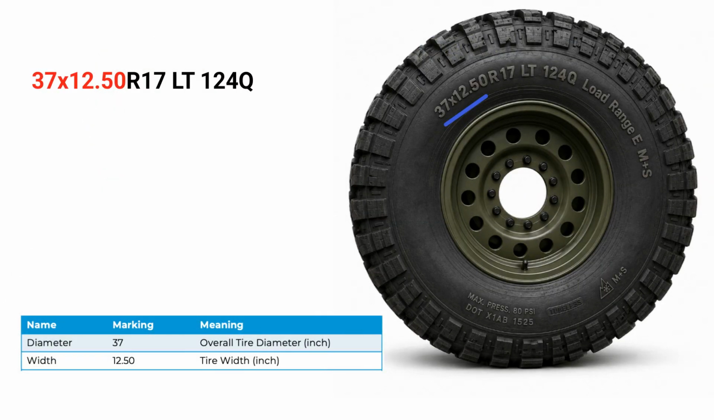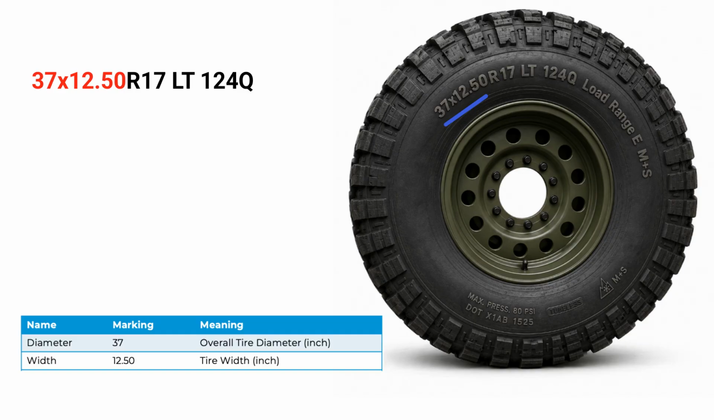Let us begin by understanding the first two numbers in this tyre marking. In the example tyre, it shows 37 by 12.50. The first number, 37, represents the tyre's approximate overall diameter in inches. This means the tyre measures about 37 inches from the bottom of the tread to the top when properly mounted and inflated.